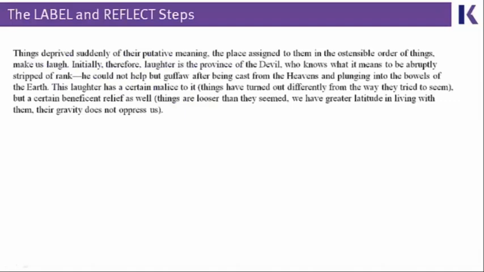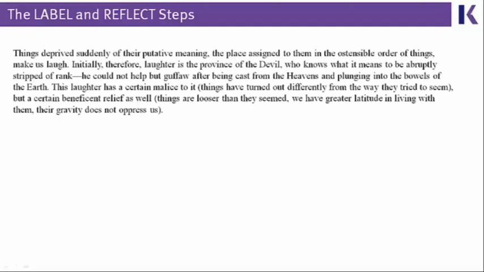The author writes, "Things deprived suddenly of their putative meaning, the place assigned to them in the insensible order of things, makes us laugh." Now let's pause for a moment here. Laughing is not what this passage seemed to be about yet. This passage was about the devil, the angels, demons, and them fighting each other, and then we need an equilibrium of power. However, now we've got this new idea of laughter. When you see these new ideas introduced, it's a good clue that you might see more questions about them coming up later. It's something that you don't want to miss. So when you're reading, you always want to be thinking about what the author's point is. It looks now like part of the point, at least, is about laughter.